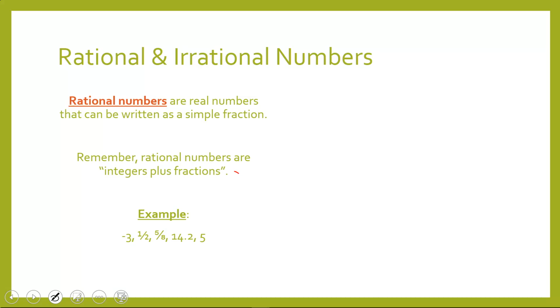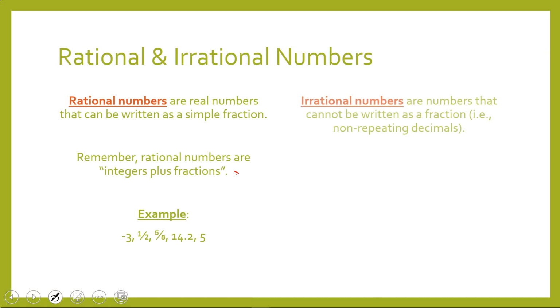Now, irrational numbers, on the other hand, are numbers that cannot be written as a fraction. So this means non-repeating decimals, those decimals that go on forever and ever, but do not end. Some examples of these would be pi, the square root of 2, and some imaginary numbers as well. And we're going to talk a lot about this type of number today, irrational roots.